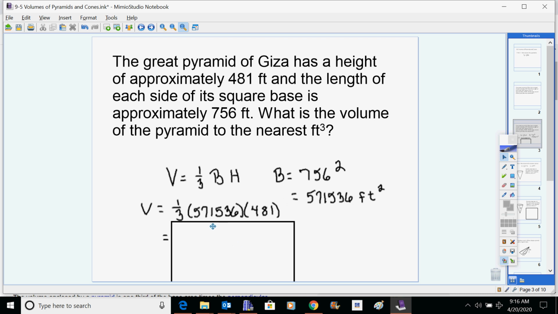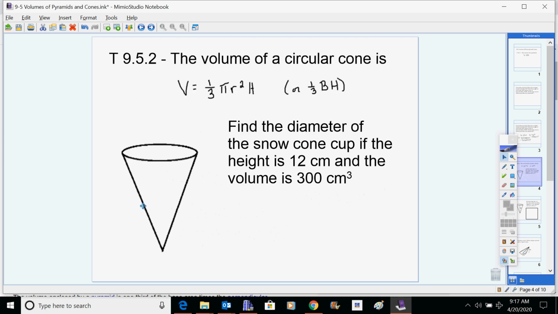Now how you go about calculating that, it's 1/3, so that means you're just taking this and dividing it by 3 and multiplying your answer times 481. And when you do that, you get over 91 million cubic feet. Do remember that when we're using volume, we're using cubic units. So to the nearest cubic foot means that even though there would be decimals afterwards, you're rounding it to the ones place.